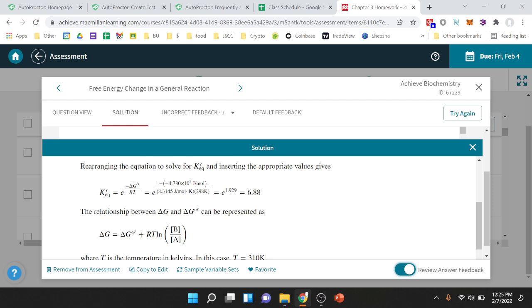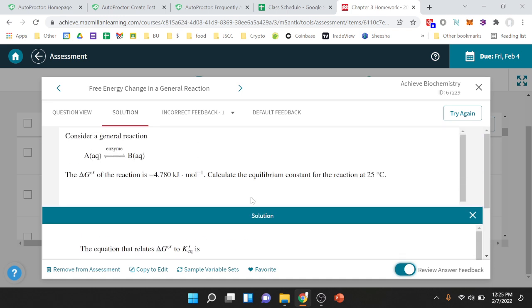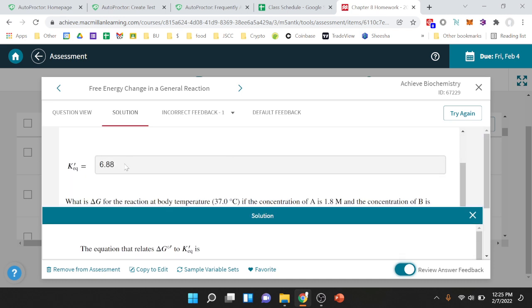Okay? So it'll be e to the power of 1.929. So negative, by the way, because the delta G was negative, right? Okay, and we solve that, e to the power of, we get 6.88, and that would be our KEQ, right? And then we would put that in, 6.88. Okay.